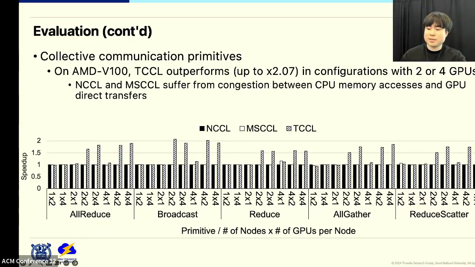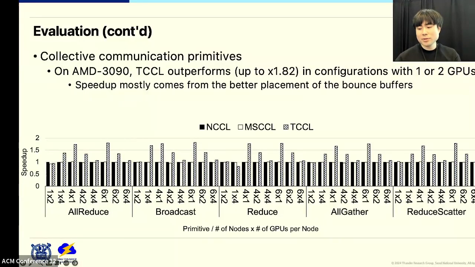Here, we first evaluate Ticker in 5 collective communication primitives that NCCL supports. On the first cluster, Ticker outperforms baselines in configurations with 2 or 4 GPUs per node, while NCCL and MCCL suffer from congestion between CPU memory accesses and GPU direct transfers. Ticker correctly avoids such paths. On the second cluster, Ticker outperforms baselines in configurations with 1 or 2 GPUs per node. As GPUs in this cluster do not support direct transfer, speedup mostly comes from the better placement of bounce buffers. We saw a similar trend in the third cluster, so we skip this now.